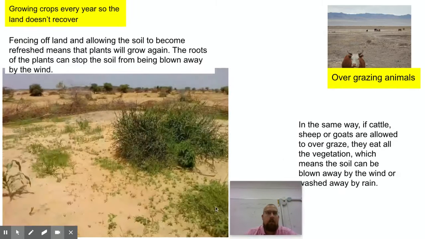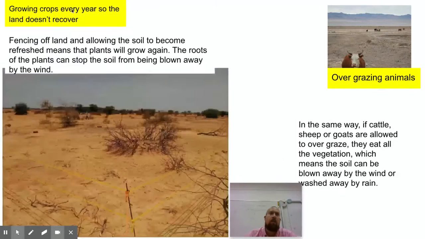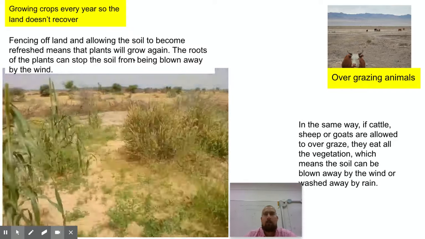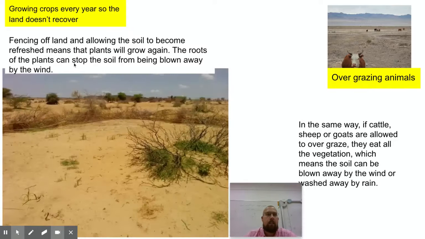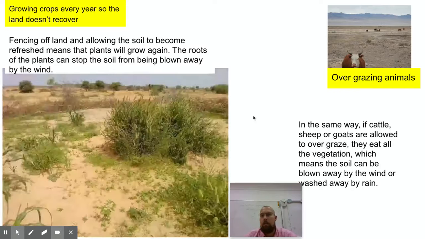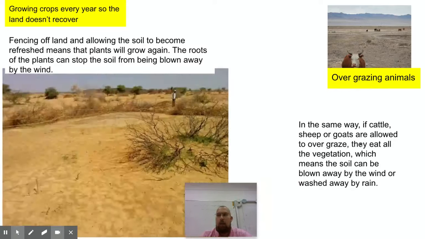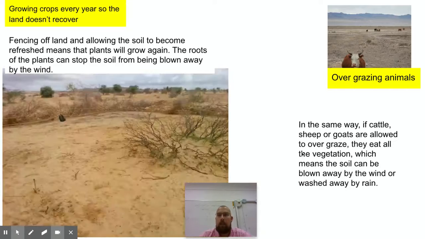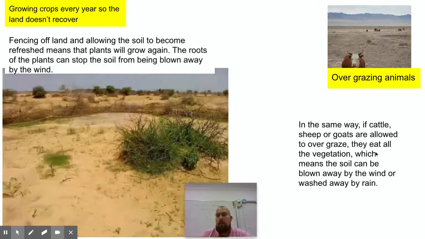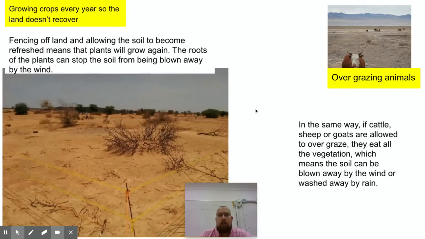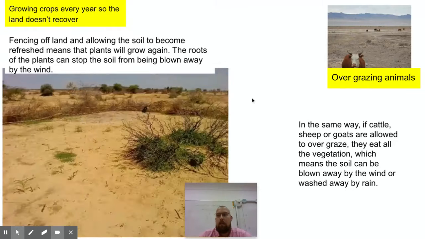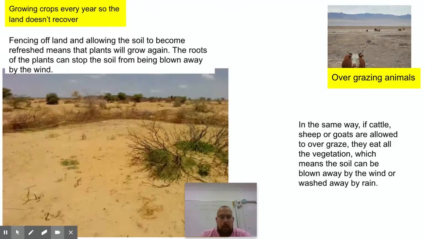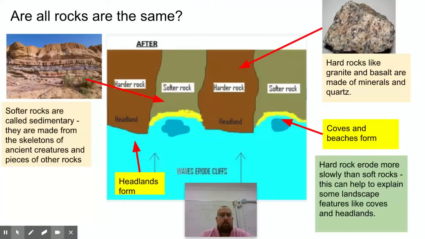Growing crops every year so the land doesn't recover. Fencing off land and allowing the soil to become refreshed means that the plants will grow again. The roots of the plants can stop the soil from being blown away by the wind. In the same way, if cattle, sheep, or goats are allowed to graze, they'll eat all the vegetation, which means that soil can be blown away by wind or washed away by rain. Okay, so overgrazing is not a good thing.